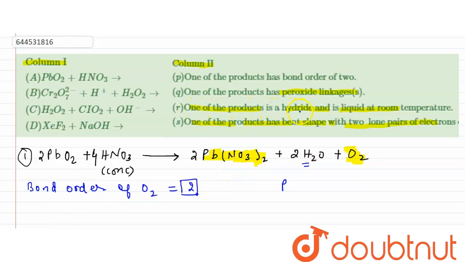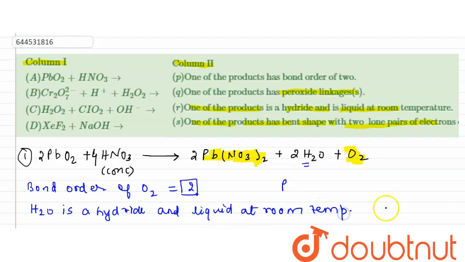Now one of the product is a hydride and is liquid at room temperature. Yes, water is a hydride and it is liquid at room temperature, right? So you can say R is also true.